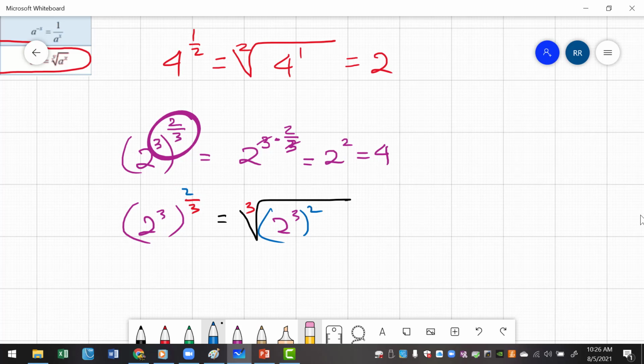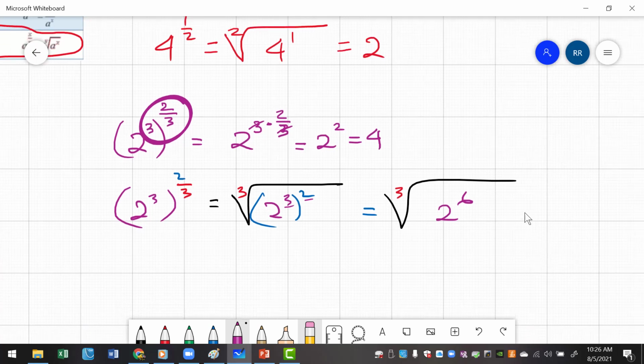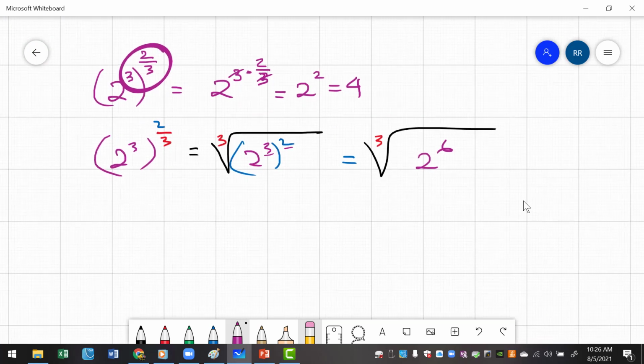Okay, let's do the power rule first. So the cube root of 2 to the power of 3 to the power of 2 is just 2 to the power of 6, because 3 times 2 is 6. Then you can just calculate this using the calculator. 2 to the power of 6 is 2 times 2 times 2 times 2 times 2 times 2. You will get 64. I'm going to write down that one. It has the cube root and 64.